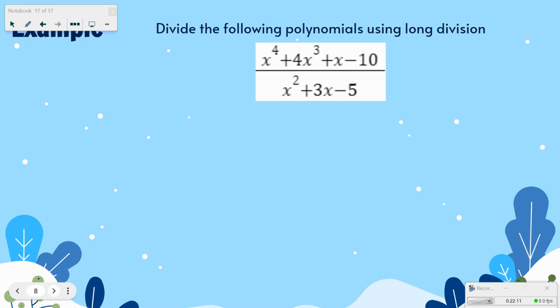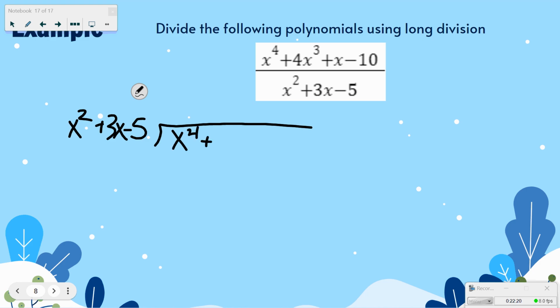Alright, so let's set up our division. So I have x to the 4th plus 4x cubed. And what should come next? 0. Great job. 0x squared. So what are we thinking first here? What's our first term up top going to be?